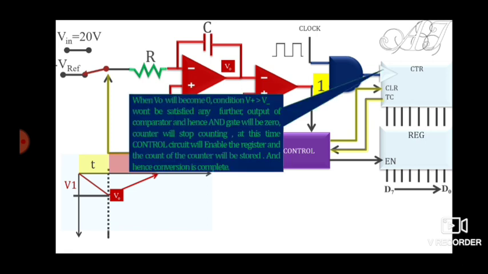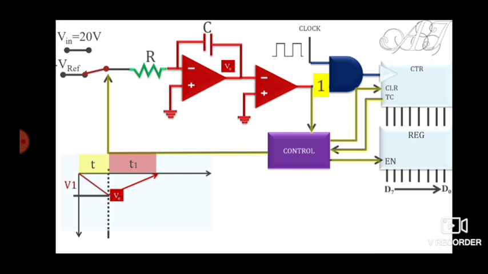Okay, so when V naught becomes 0, the condition V plus greater than V minus won't be satisfied any further. The output of the comparator, and hence the AND gate, will be 0, and the counter will stop counting. At this time, what will happen? The control circuit will enable the register, and the count of the counter will be stored inside the register, and hence the conversion is completed. From the comparator, a control signal is generated. That control signal will enable the register, and whatever count the counter had at that time will be stored in the register. Okay, that is how this dual slope analog to digital converter works.